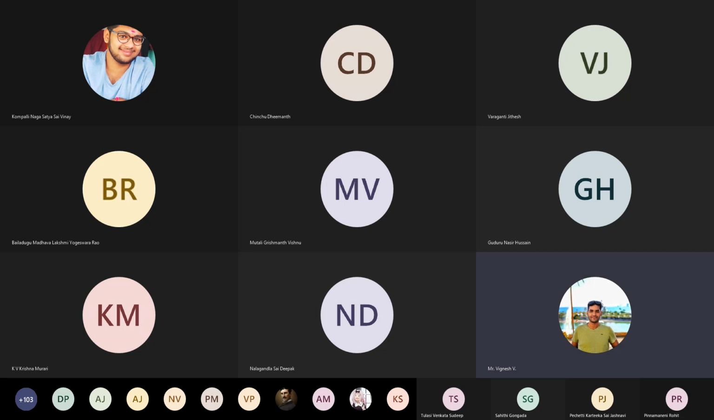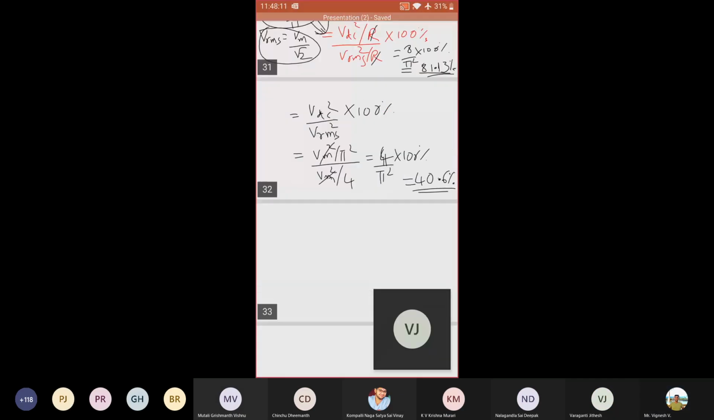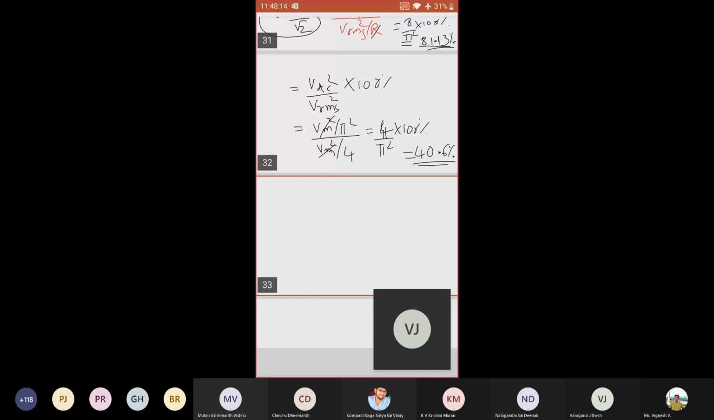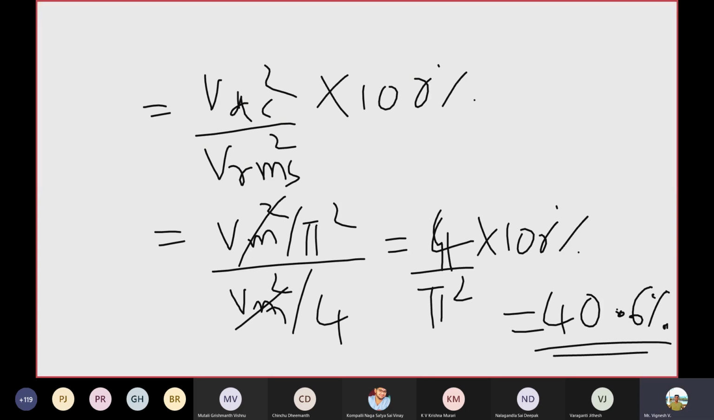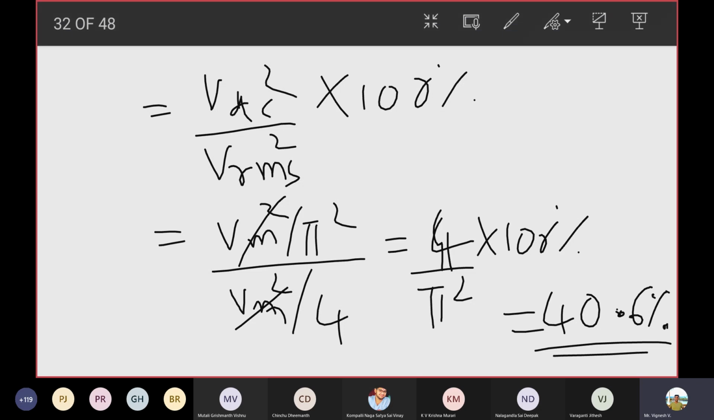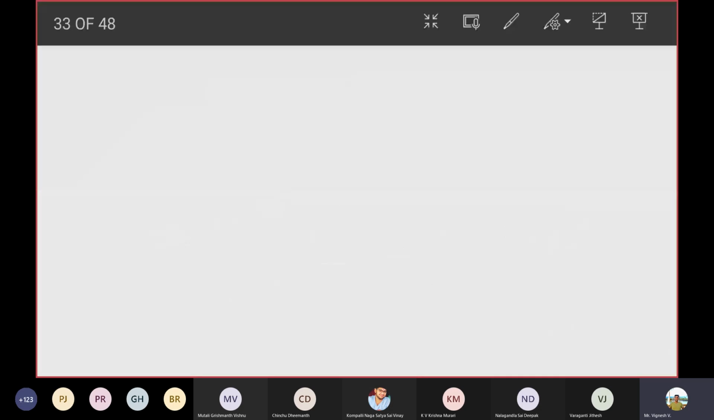I'll share the screen. Just hold on, please. Right. I hope the screen is visible. I'm in slide number 32. Please confirm.